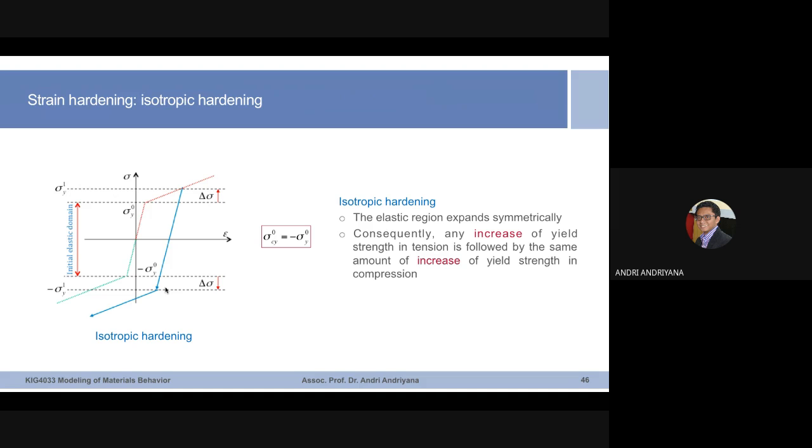So when you use it in application, if you stress it at a stress level higher than sigma y0 but lower than sigma y1, then your metal will deform elastically because you already altered the properties. Okay. So this is why the elastic region is said to expand symmetrically, because the increase here by delta sigma is also increased here in compression by delta sigma. So the elastic domain expands symmetrically.